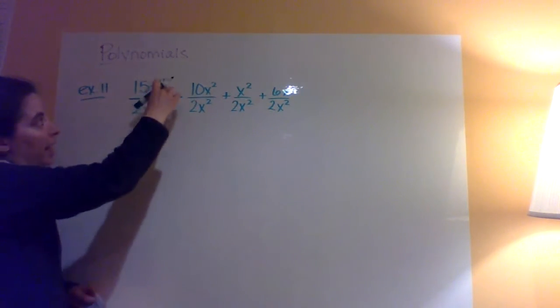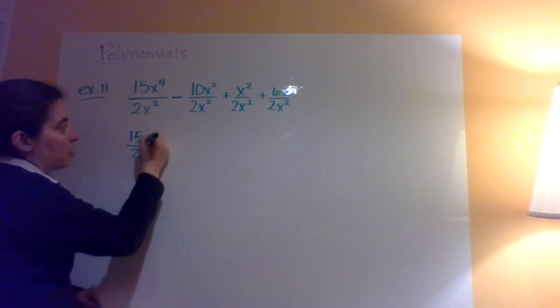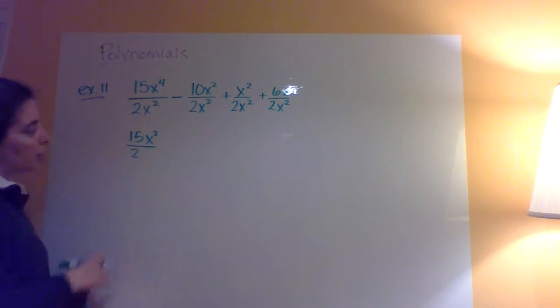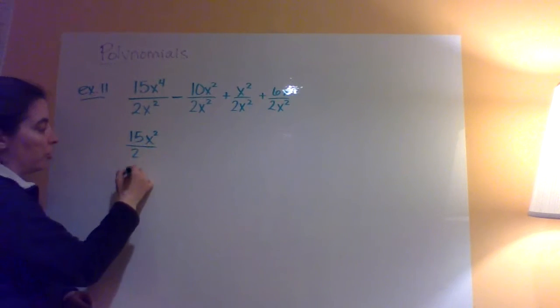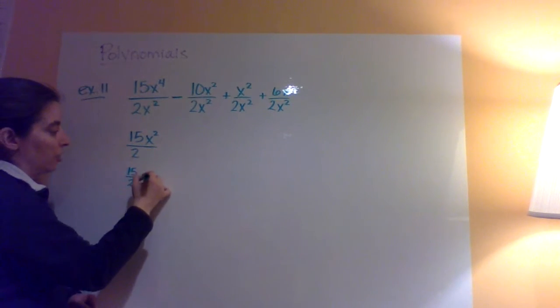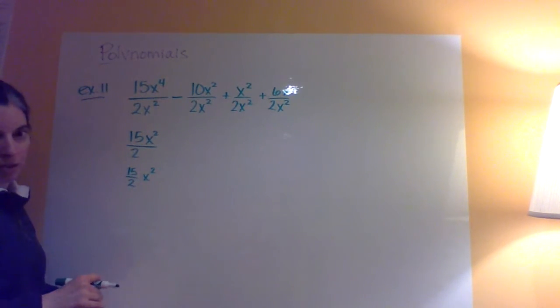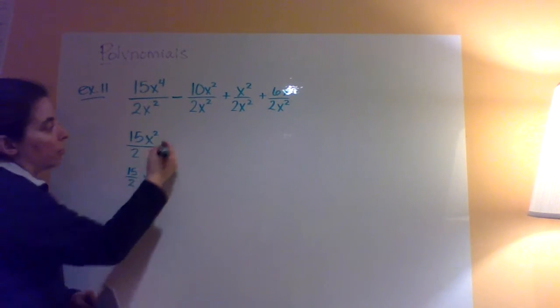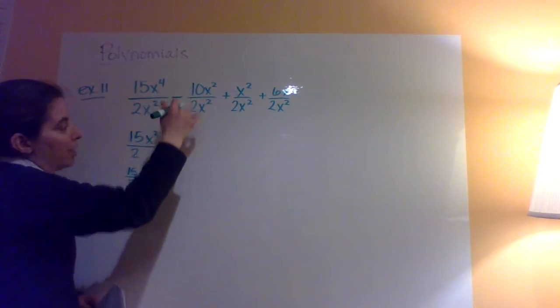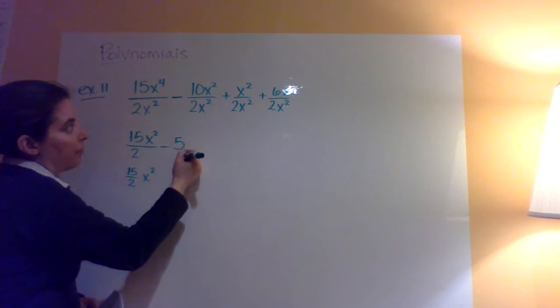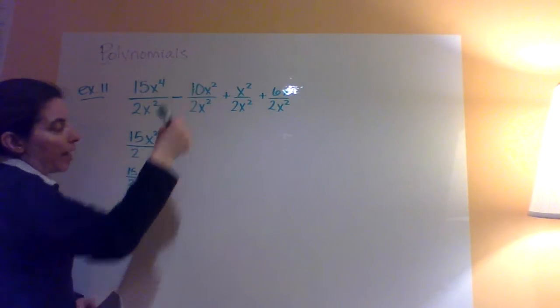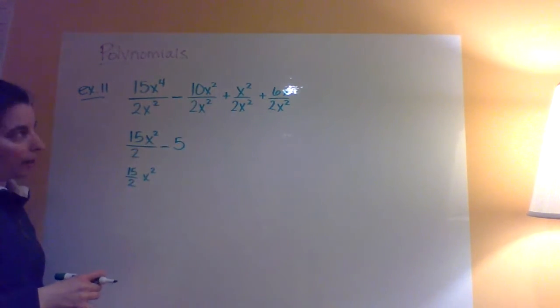Okay, and then x to the 4th divided by x squared is going to be x squared. You can either write it like this, or you can write the 15 halves just outside of the x squared. They both mean the same thing. Let's go on to the next one. Negative 10 divided by 2 is going to be negative 5. X squared divided by x squared cancels out. So I have no x's there.